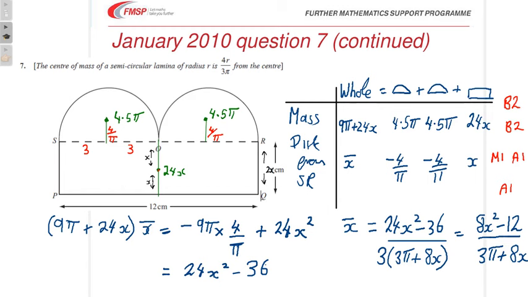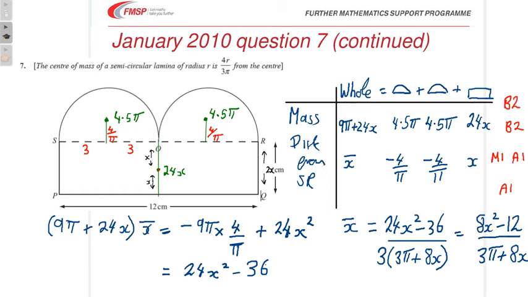But that's on the other side from the centre of mass of the rectangle, so we have to be careful with signs when we take moments about SR. So just again, you might like to pause the video and just check that all of these are in the right places. The total mass for the whole shape then is 9 pi plus 24x, and we're trying to find the distance from SR.